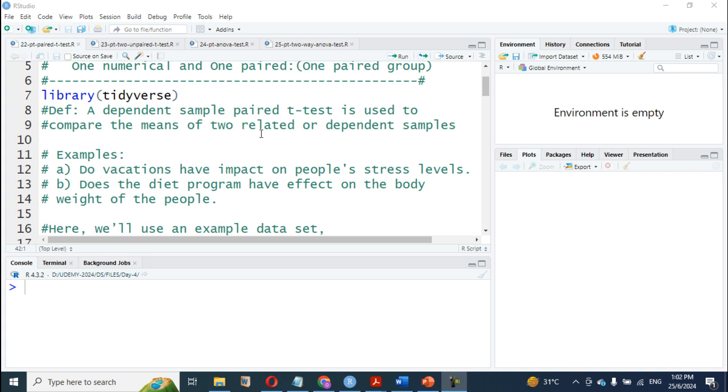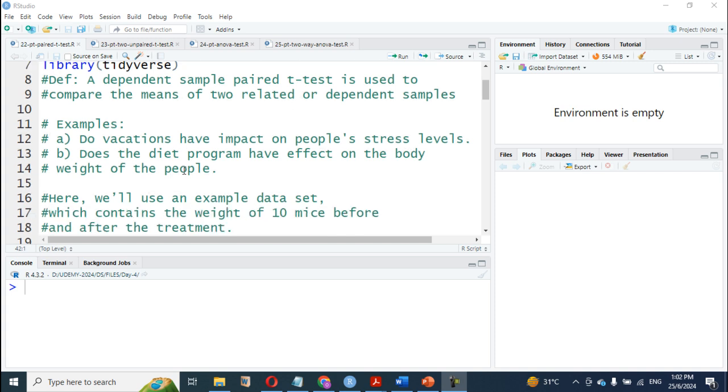This is very important. When you understand this concept, it is easy for you to apply the test any day, anytime you want, because now you understand how it works. So there shouldn't be any confusion at all.